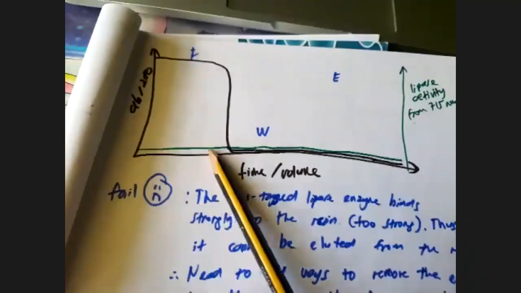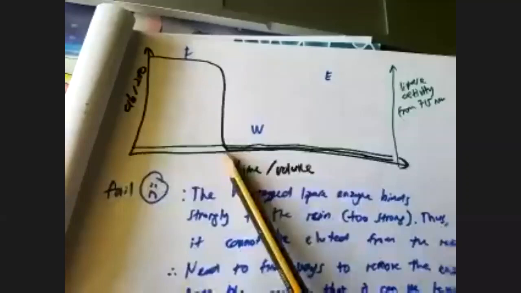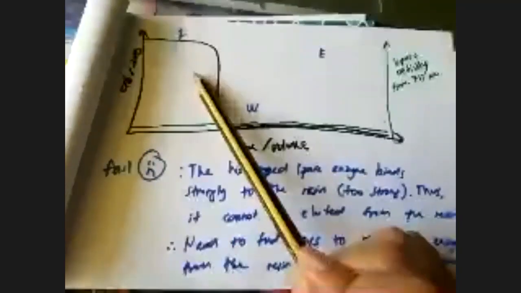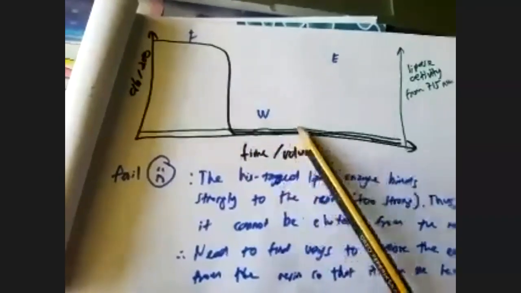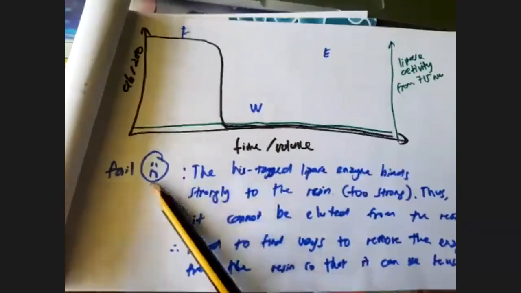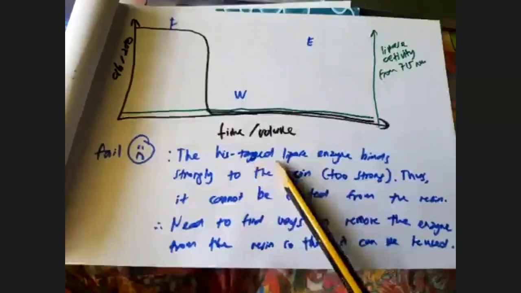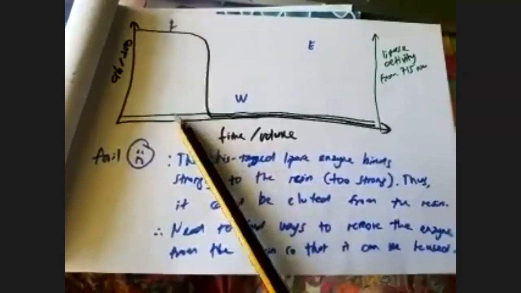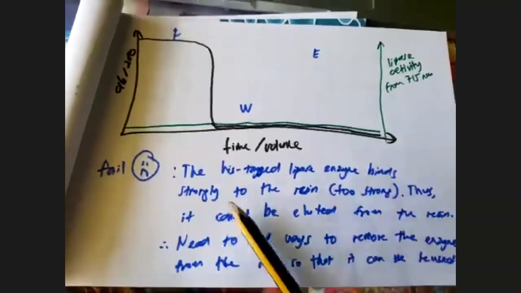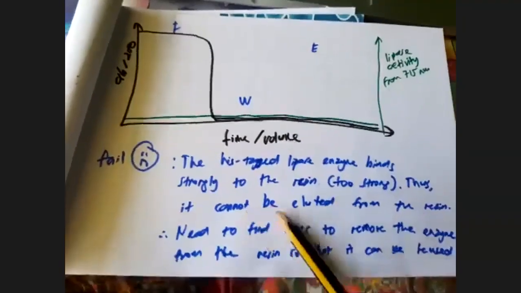there's no activity. It looks like, wow, that's good. The binding is good because no lipase activity can be detected in the flow through. But what happened? There's no peak at all during the elution. Okay, this one is another failure, but halfway. Why? Because the His-tag protein, the protein that contains the His-tag, binds to the resin too strongly, which is it binds too tight. Thus, it cannot be eluted from the resin.